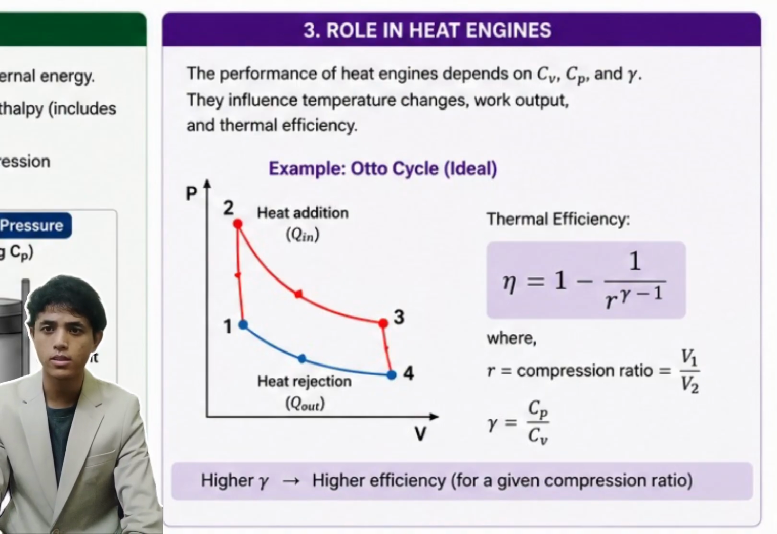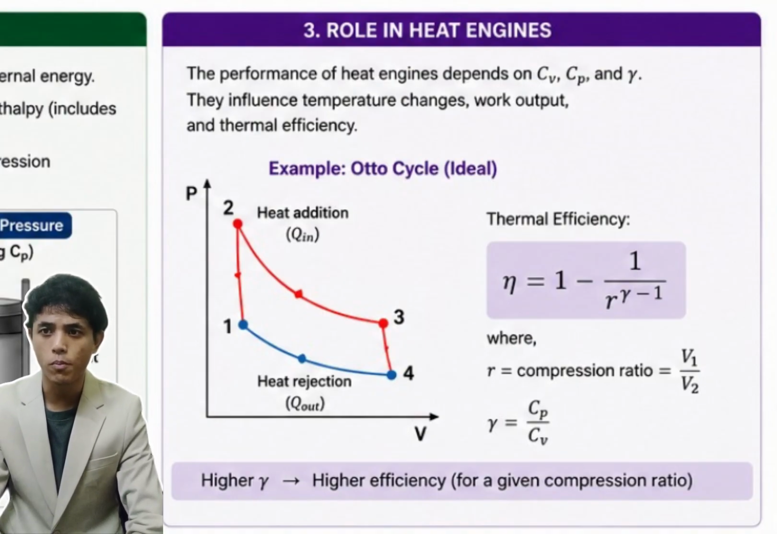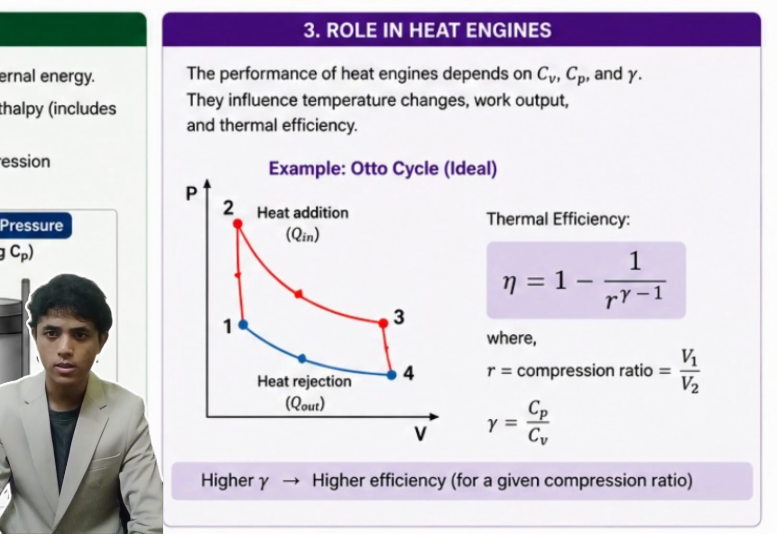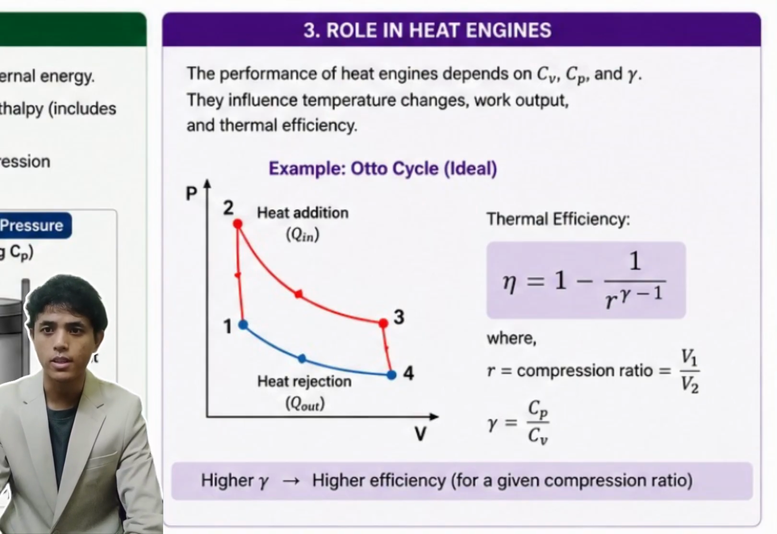As shown in the Otto cycle diagram, the gas first undergoes compression, then heat is added through combustion, followed by expansion to produce useful work, and finally heat is rejected before the cycle repeats. The thermal efficiency of the ideal Otto cycle is given by eta equals 1 minus 1 over r to the power of gamma minus 1. A higher value of gamma results in higher thermal efficiency for the same compression ratio. This means the engines can convert more heat into useful work, improving fuel efficiency and overall performance.